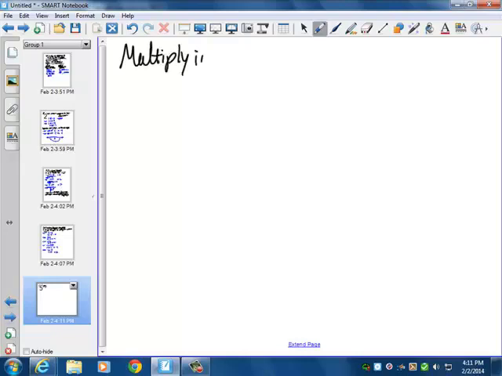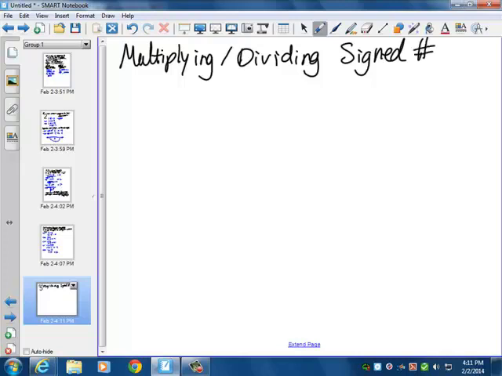Multiplying and dividing signed numbers.